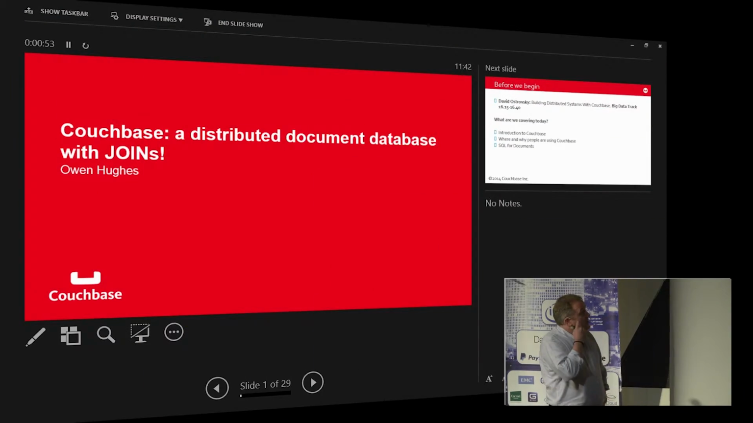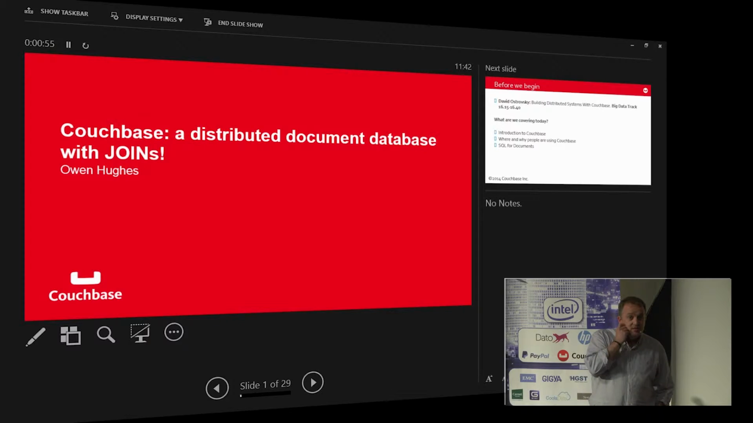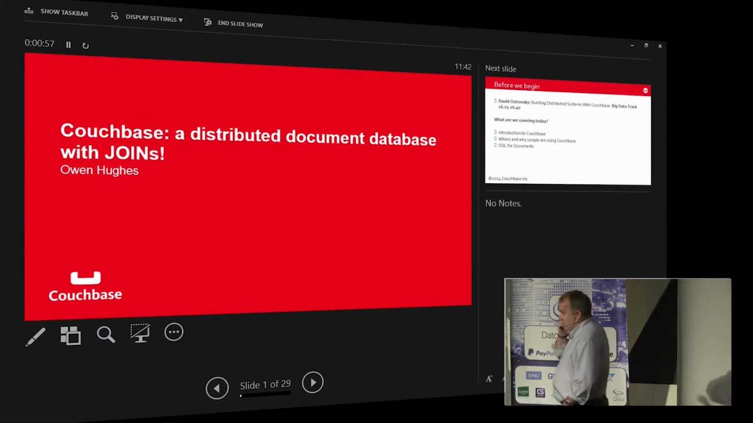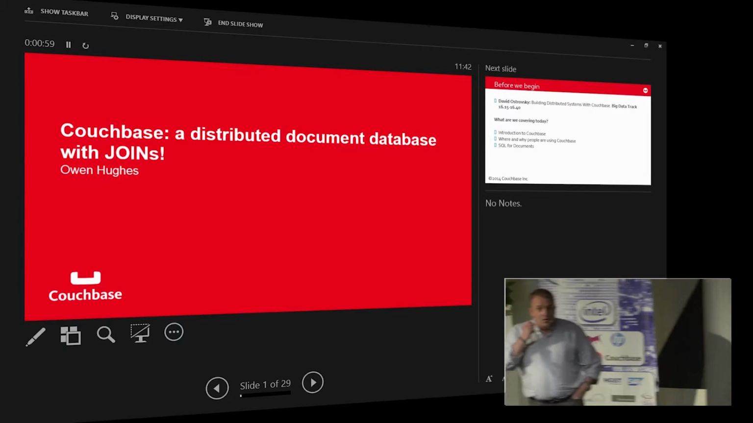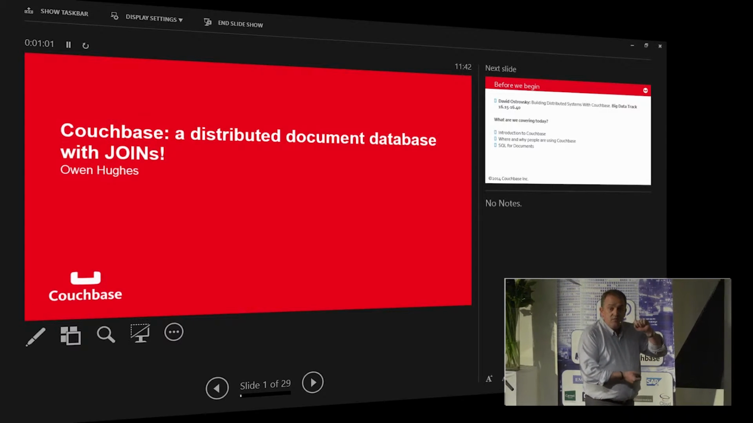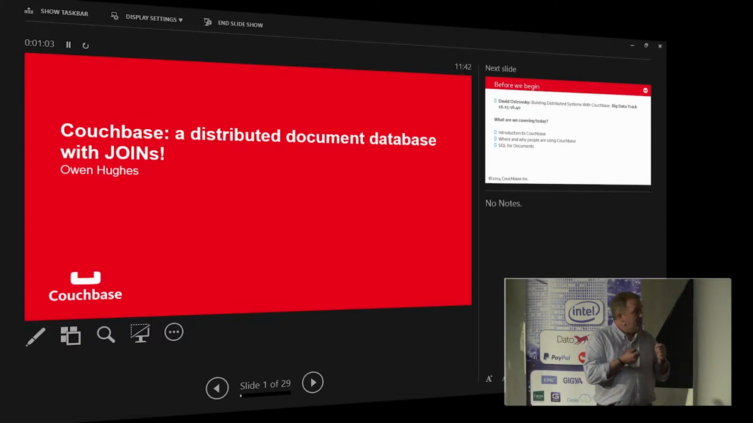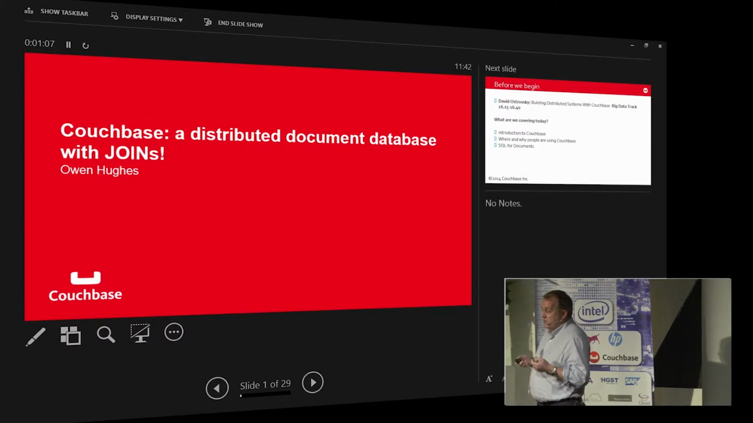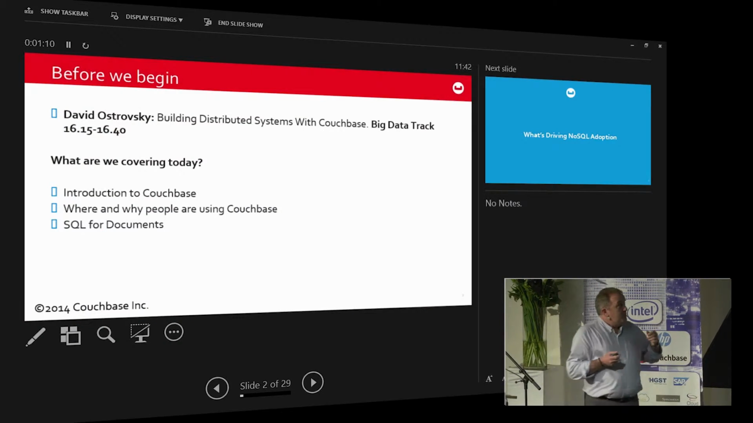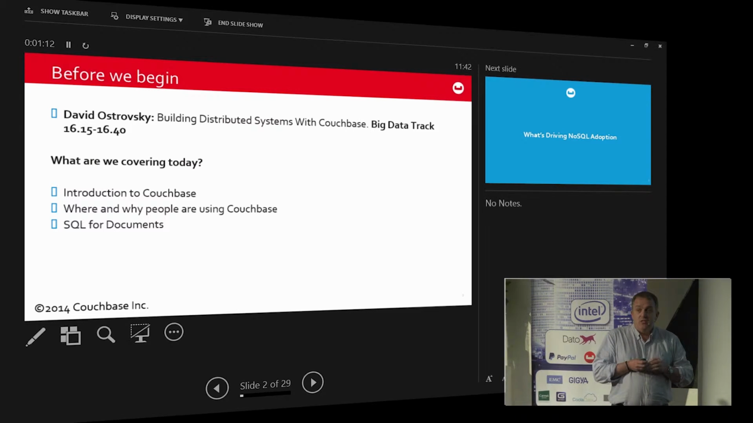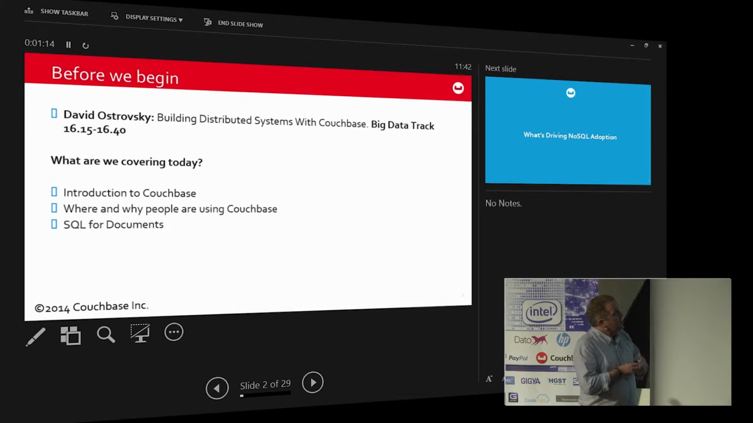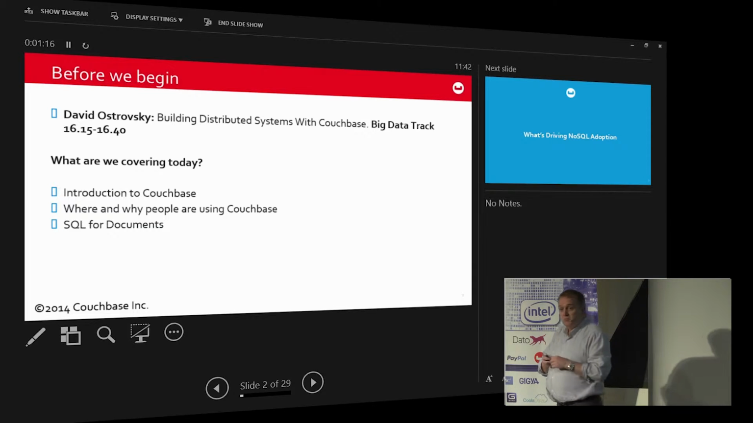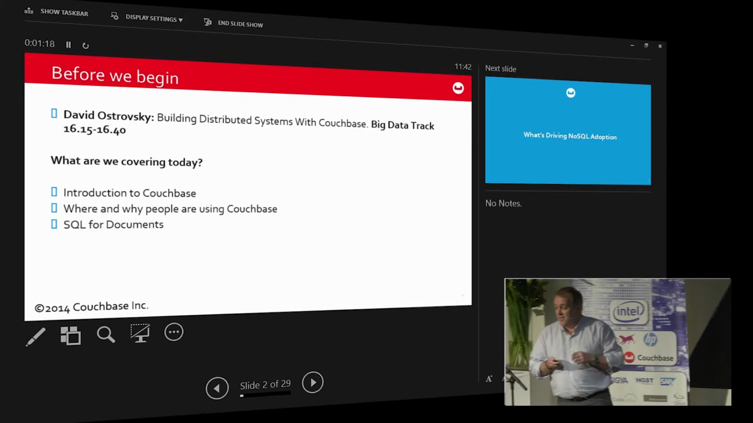My name is Owen Hughes, and I'm going to talk to you a little bit about Couchbase, which is a document database company. And when I say document, I don't mean Word documents, I actually mean JSON documents. So I'm going to talk a little bit about what we do, why we do it, who uses us, and what people use us for. But later on, David Ostrovsky, who's a local boy, is going to do a talk on building distributed systems with Couchbase. So try and attend that talk if you can.